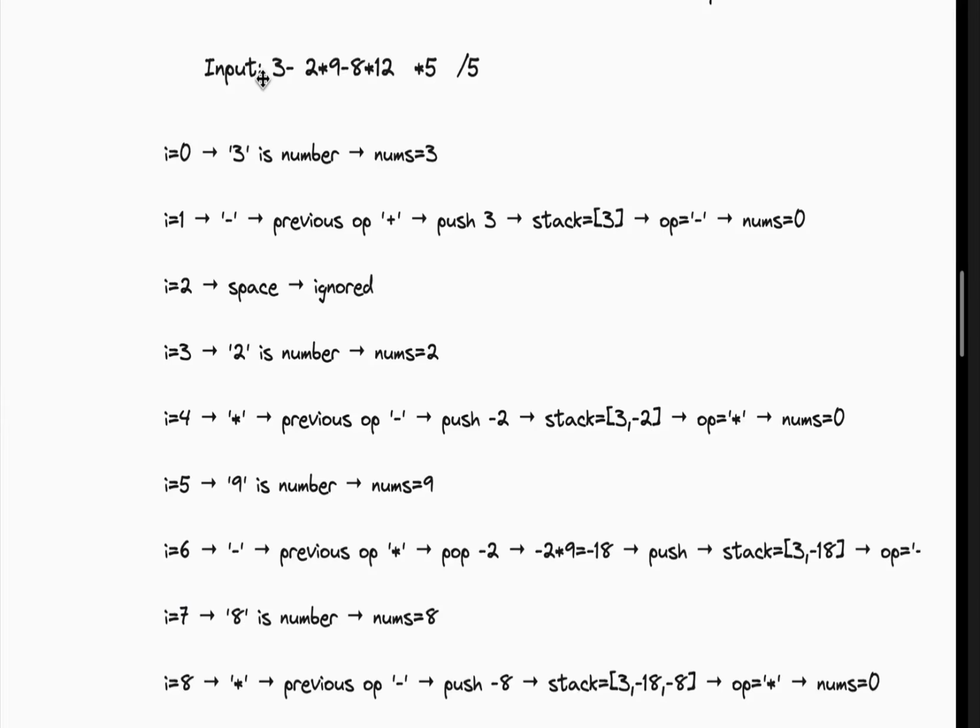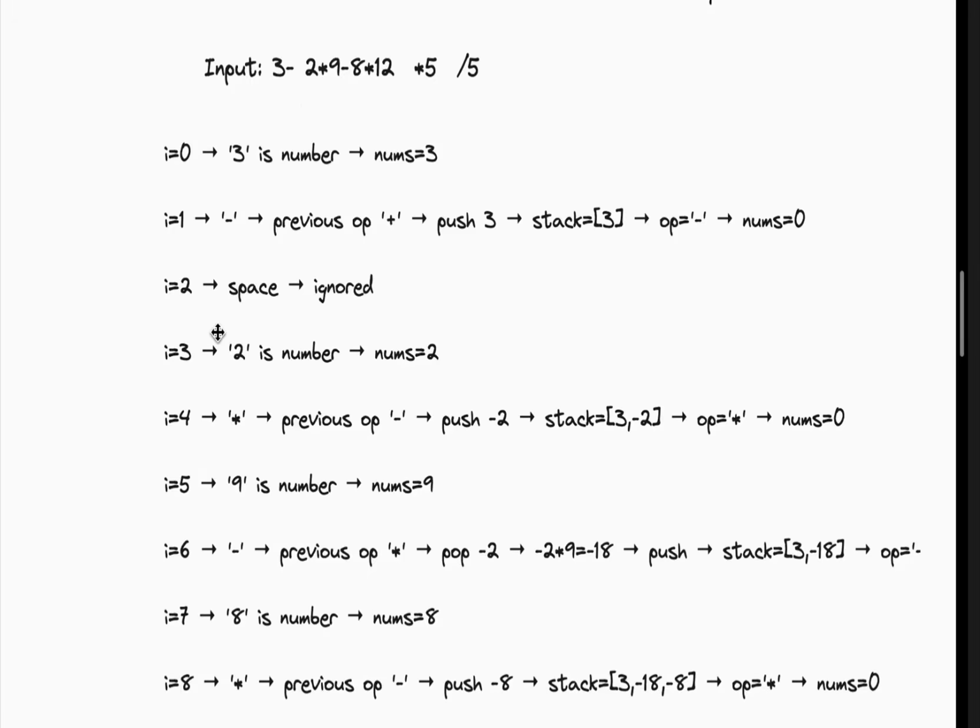Okay, so now let's try to run the problem with the steps we have built. So for 3, at i equals 0, we will start from left to right. So i equals 0 to i equals 11 or 12. At i equals 0, 3 is a number, so we keep num equal to 3. At i equals 1, it is an operator, and the previous operator is plus, as we are using it as the default operator. We will push 3 into the stack, the operator will change to subtract and num equals 0. We reset the number because the previous number is completed.